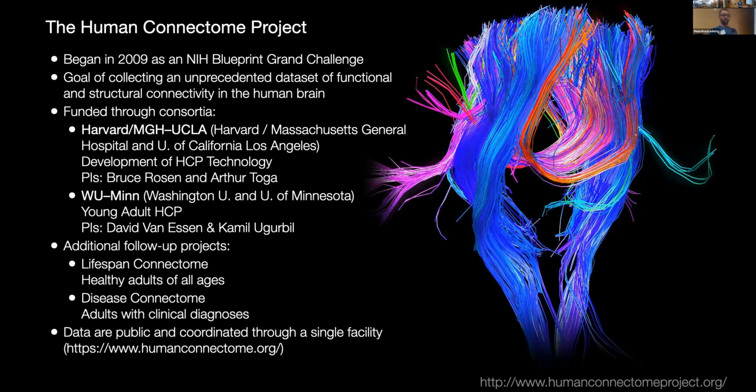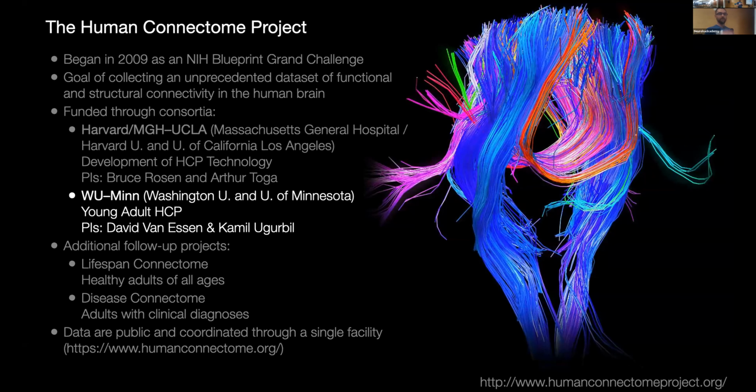Importantly, all data from the Human Connectome Project are publicly available through a single coordination facility at humanconnectome.org. If you go to their website, db.humanconnectome.org in particular, that's where you can download a lot of this data. Like I said, I'm going to focus on the Young Adult Human Connectome Project for many reasons. Mainly, I'm most familiar with it, but it's also often the most useful to students in this course, partly because it has a lot of really great structural data that's very easy to access. That said, I encourage you to check out the other Human Connectome Project resources as well, especially if you're interested in aging or disease.